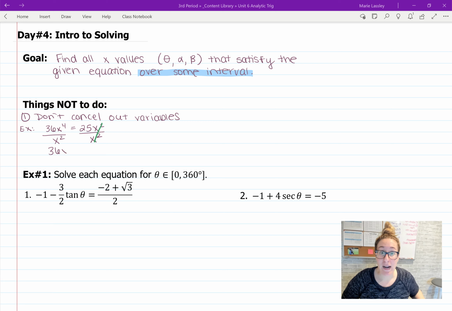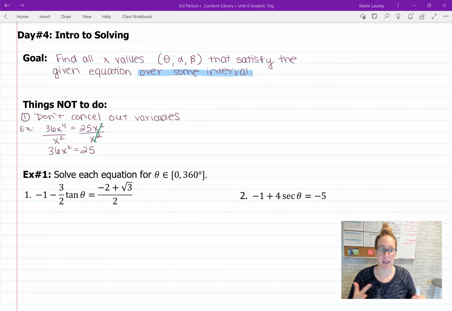You've just gotten rid of 2 solutions. We talked about this when we did our polynomial unit: something to the power of 4 has a total of 4 solutions. What you've just done is get rid of 2 solutions to our problem. You just divided them out. So now I have 36x squared equals 25, and I'm missing 2 solutions. This same thing happens all the time in the trig problems that we're also going to do.